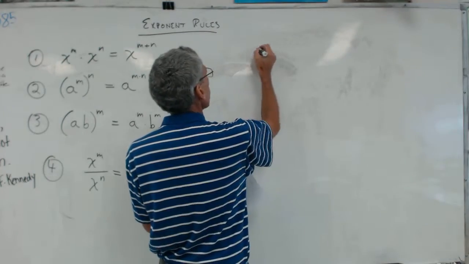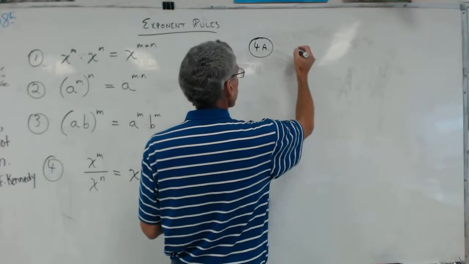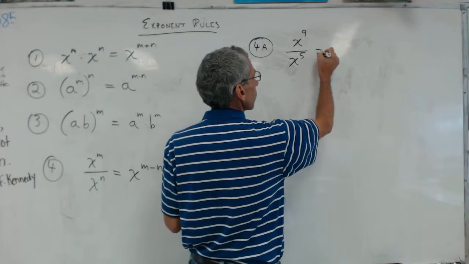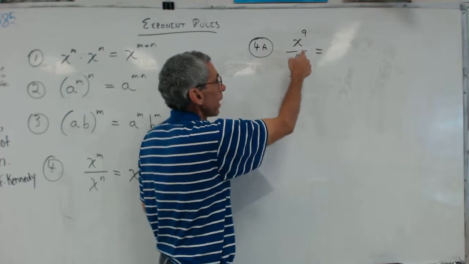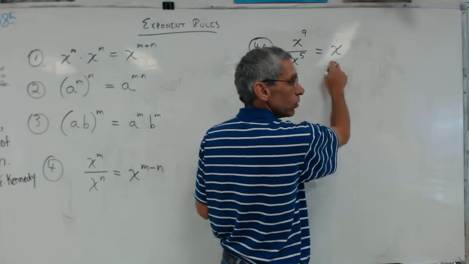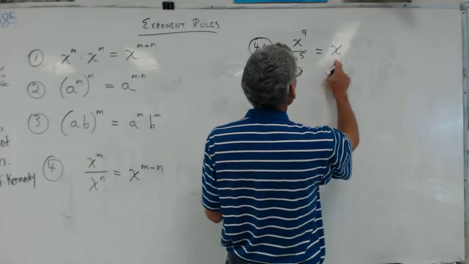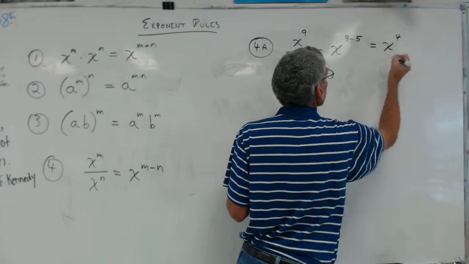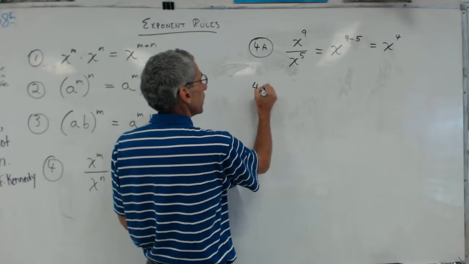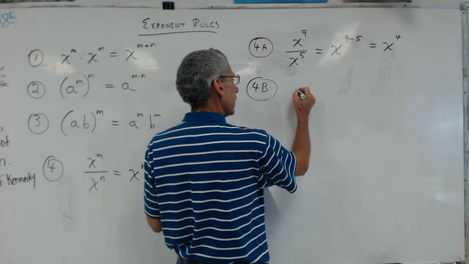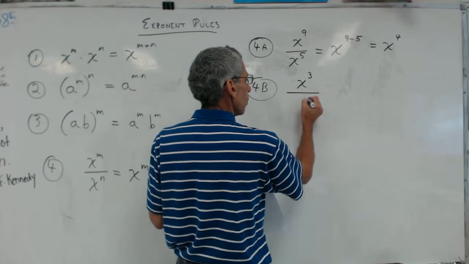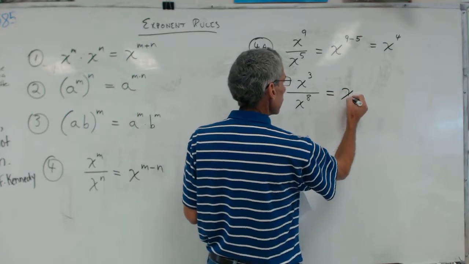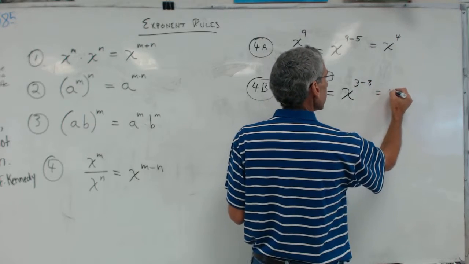Okay, so we're on 4, right? 4a. Okay, so examples of this. So x to the 9th over x to the 5th. All right, so same bases, they're both x's, and they have exponents. So I just write the base. I notice I no longer have a fraction by doing this, right? I'm just writing x, and then I do the top exponent minus the bottom exponent. So that gives me x to the 4th. Okay, 4b, another example, what if you had x to the 3rd over x to the 8th? It would be, go ahead, x to the 3 minus 8, which is what? x to the negative 5. Yeah, x to the negative 5, beautiful.